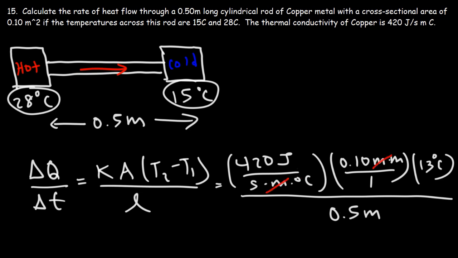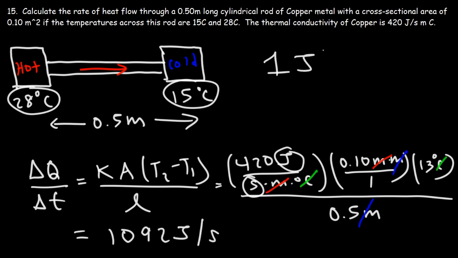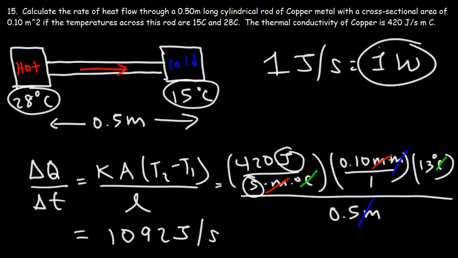Now let's pay attention to the units. We can cancel meters, we can cancel another pair of meters, and we can cancel Celsius. So the units that we have left over is joules per second. So it's 420 times 0.10 times 13 divided by 0.5. The answer is 1092 joules per second. 1 joule per second is equal to 1 watt, and watts represents the unit of power. Power is the rate at which energy flows. So we could say that this is 1092 watts.